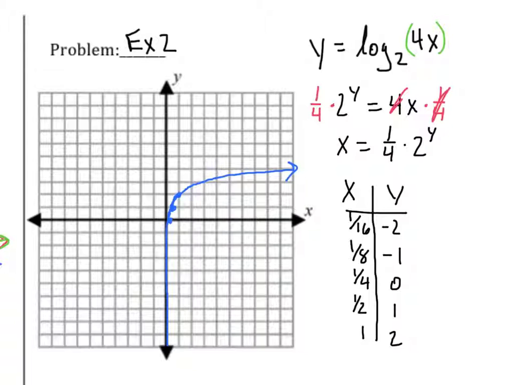If you want, go ahead and plot more points. It's not that difficult. Plot more points. We stopped at 2. What if y was 3? What's 2 to the 3rd power? 8 times 1/4. What's 2 to the 4th power? 16 times 1/4. 4. What's 2 to the 5th power? 32 times 1/4. So we have points at (2, 3). We have points at (4, 4). See, I knew I went a little low. And we have points at (8, 5).